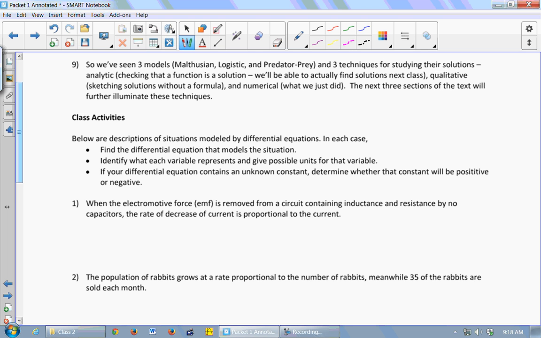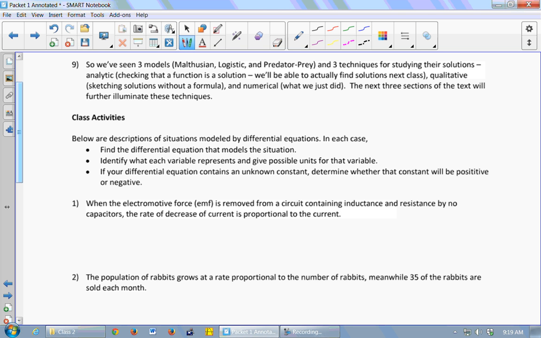So we've seen 3 models now, the Malthusian model, the logistic model, and the predator-prey model, and 3 techniques for studying the solutions of a differential equation. An analytic method, where we could at least check that a function is a solution. If it's simple enough, we were able to sort of brainstorm what a solution could be. Qualitative, where we can sketch solutions without finding a formula. And numerical, what we just did. So the next 3 sections of the text are going to further illuminate those 3 techniques. So we'll spend the next 3 classes doing a numerical, a qualitative, and a quantitative technique.